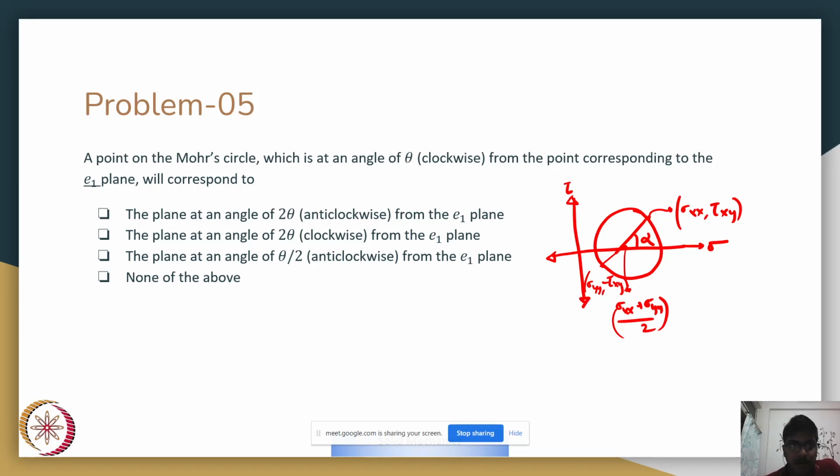And now they are asking about a point on the Mohr circle which is at an angle of theta clockwise from the point corresponding to the E1 plane. So theta clockwise, this angle is theta. This is the point P, and this is the initial point, say P1, and this is the final point P2. So we are told that P2 is at an angle theta clockwise from the point P1 which corresponds to the E1 plane.